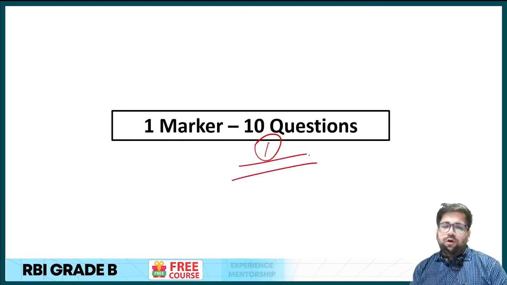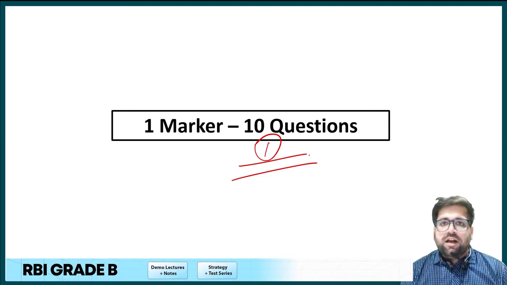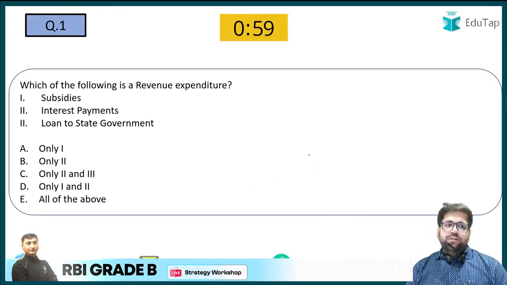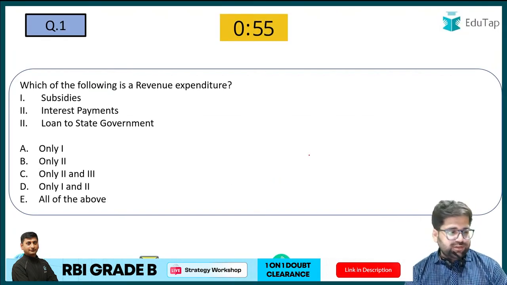The paper has two components. The first is objective and the second one is descriptive. So first we will be understanding the objective part. Here is the first question which is on your screen. You can give your answers in the chat box. I will be seeing your answers.